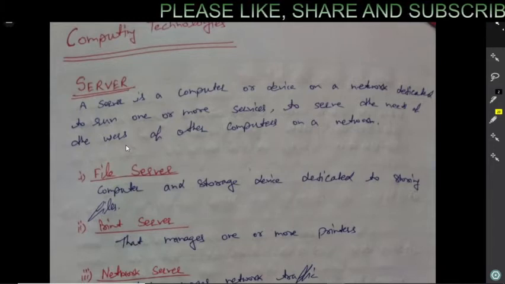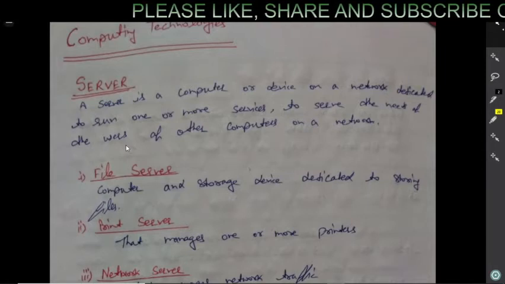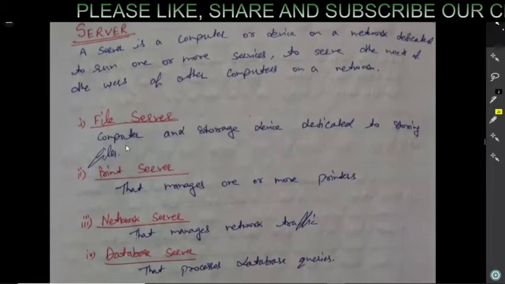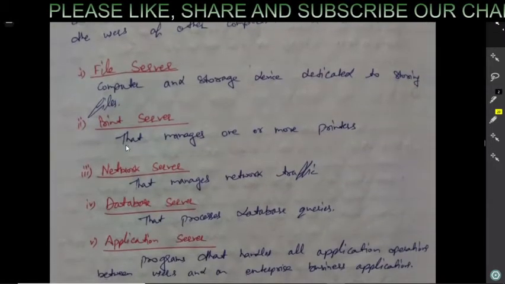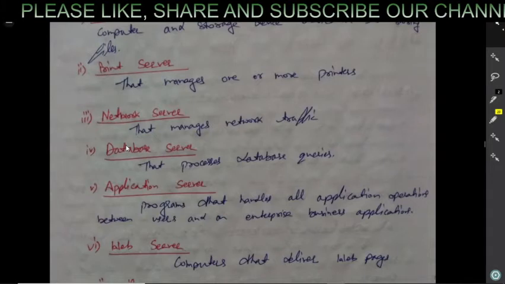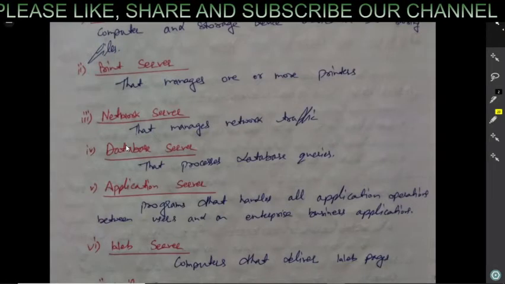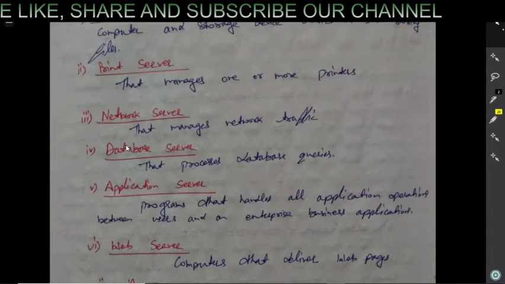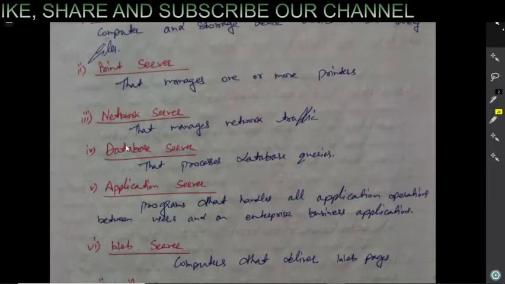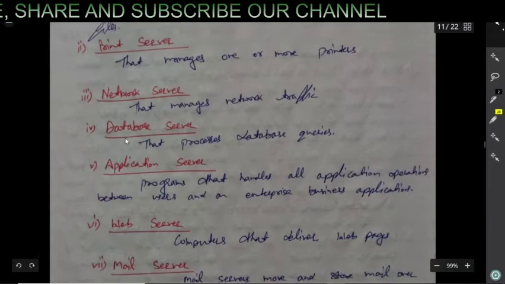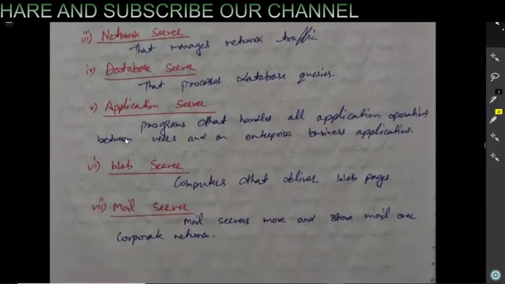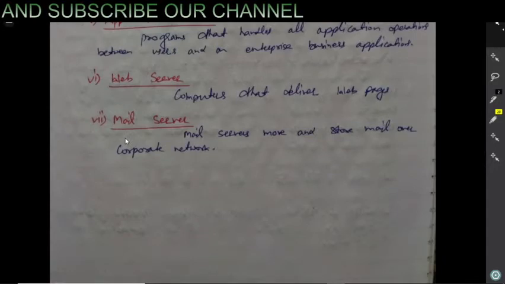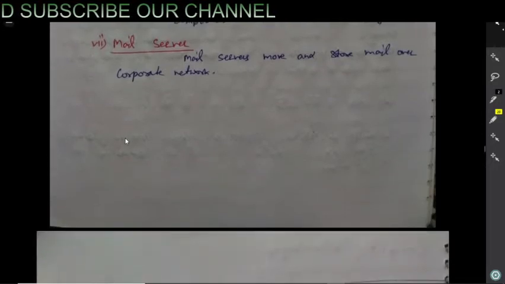सर्वर कितने प्रकार के हो सकते हैं? पहला फाइल सर्वर है, कंप्यूटर एंड स्टोरेज डिवाइस डेडिकेटेड टू स्टोर फाइल्स. Print server that manages one or more printers. Network server that manages network traffic. Database servers that process database queries. Application server program that handles all application operations between users and enterprise business applications. Web servers, computers that deliver web pages. Mail server, mail servers move and store mail over corporate network.